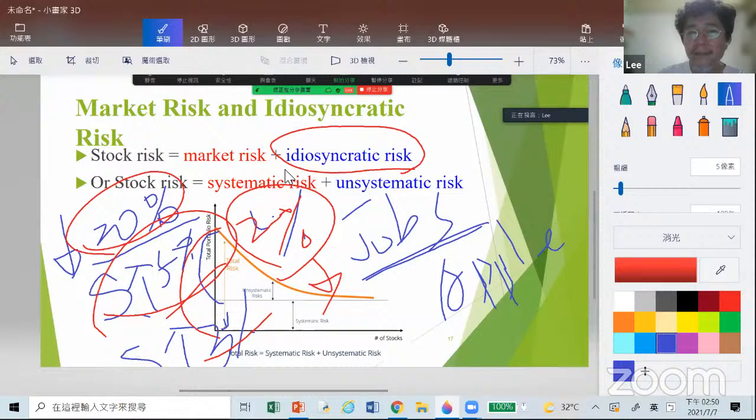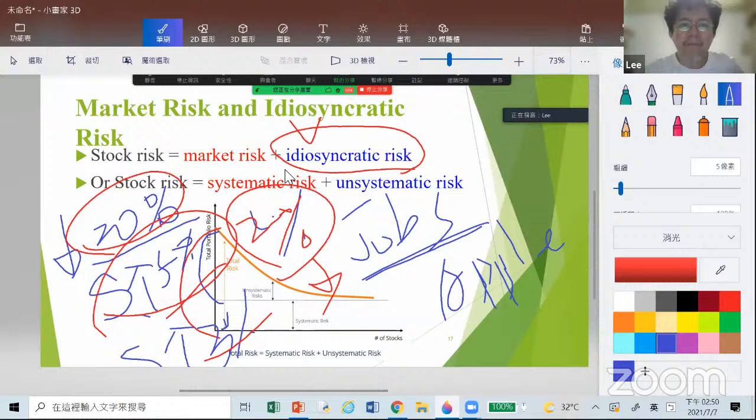So this part is called idiosyncratic risk. It's just for the individual. If you put all your money into different companies, you can reduce this risk. You can reduce idiosyncratic risk.